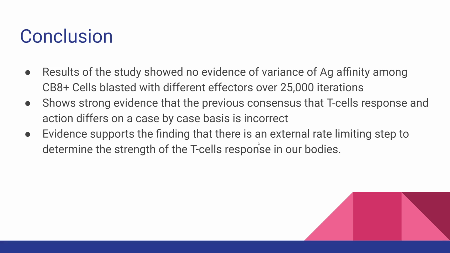So we get to the conclusion of the paper. As discussed, there was no real evidence suggesting a difference in the AG affinity among all of the 25,000 durations, showing that it was pretty much the same response regardless of whatever they blasted it with. Secondly, it shows strong evidence that the previous consensus on how this worked was incorrect and not entirely complete. And third, it shows that there is some sort of rate limiting step that we could find, and if we could find a way to manipulate or stimulate that, then we could create more T cells. We don't necessarily need to mess with the effector itself. We just need to find that limiting step, and hopefully that could solve the problem for us.